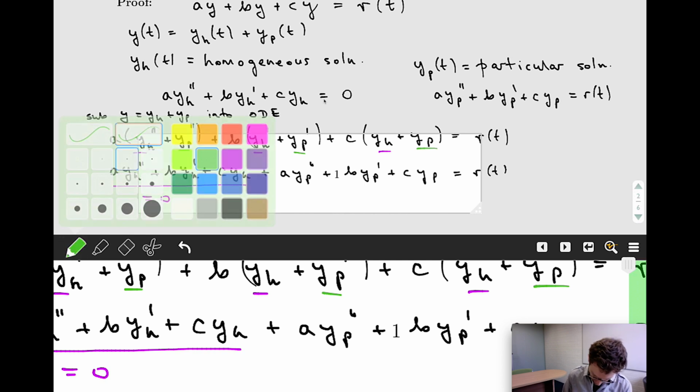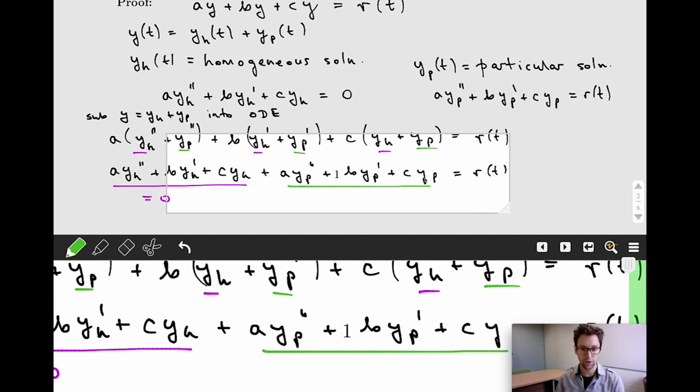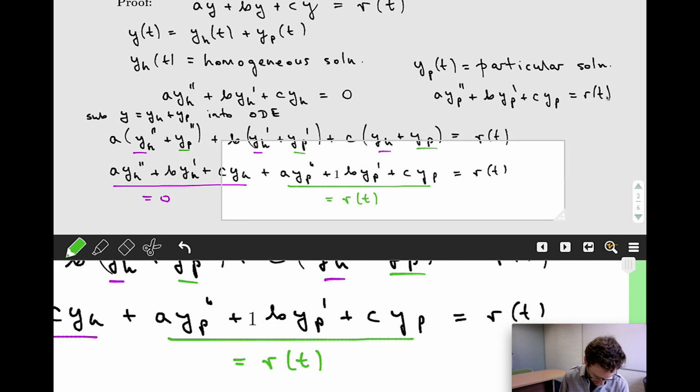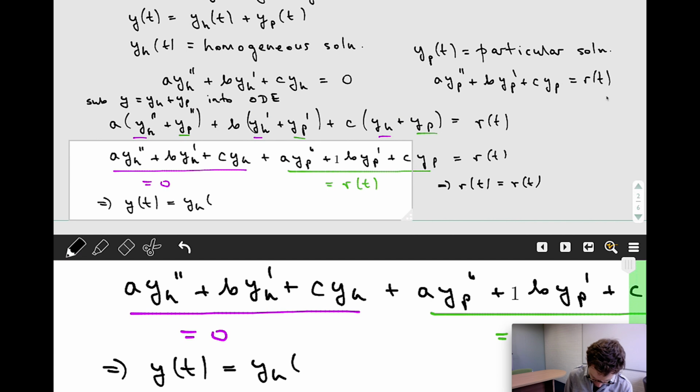What does that leave us with? It leaves us with the particular term here, the particular solution. And you can see that when I add up all those terms together, it is going to be equal to r of t. So what I found is that r of t is equal to r of t. The two sides balance out, and so that means that y equal to the homogeneous part plus the particular part is a solution.